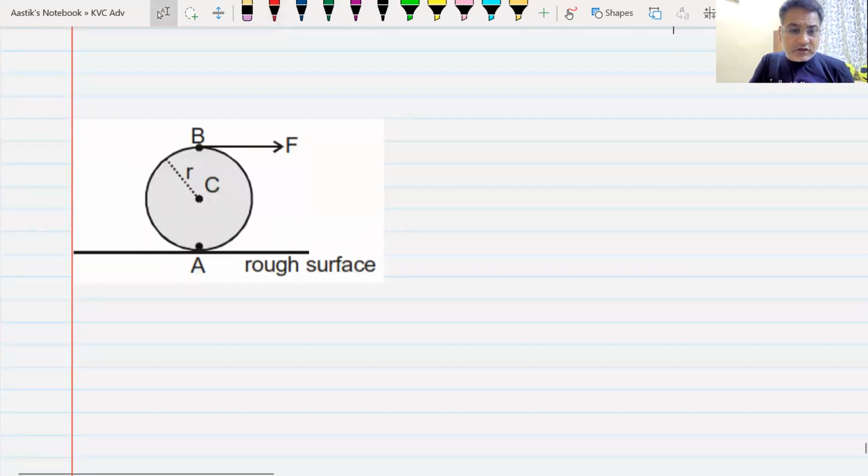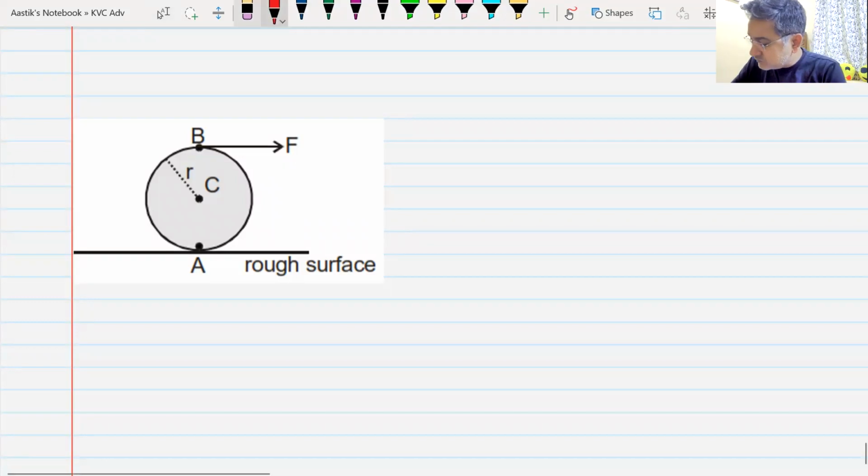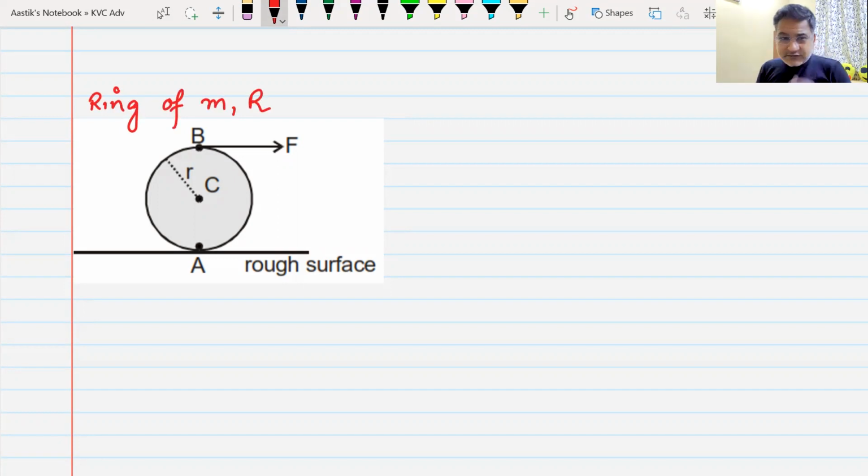Now solve the same question. In this case, this is a ring. Ring of mass m, radius r. Solve the same question as a ring. You have 2 minutes to do it.